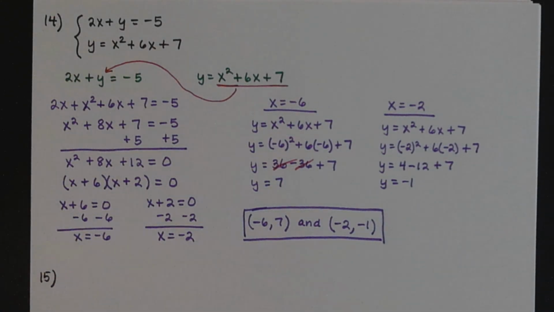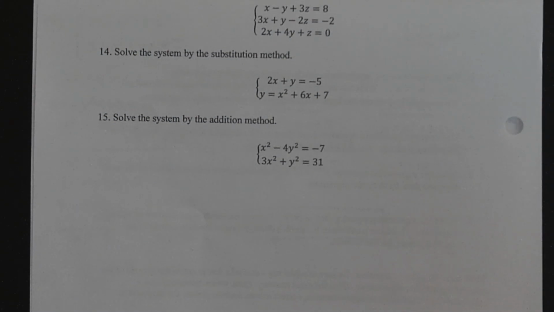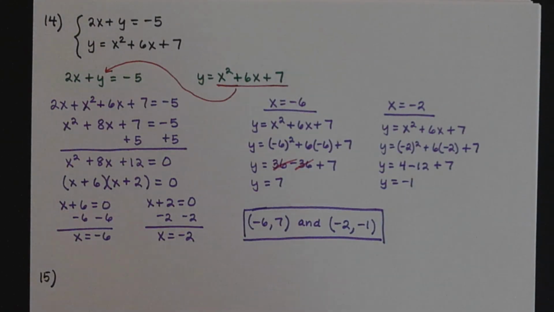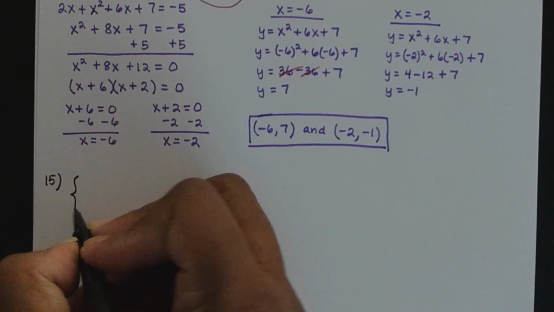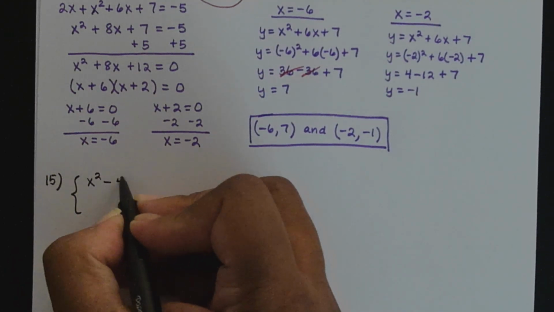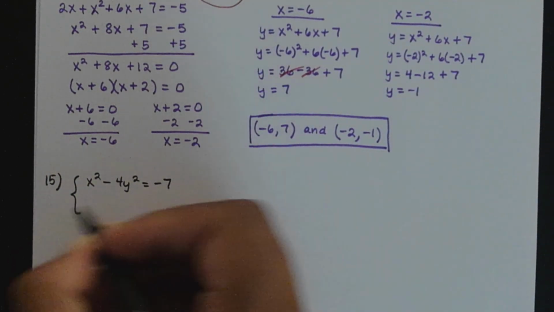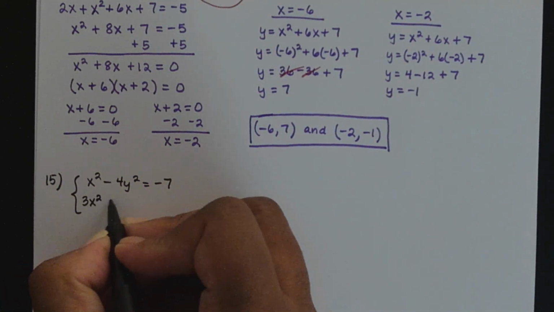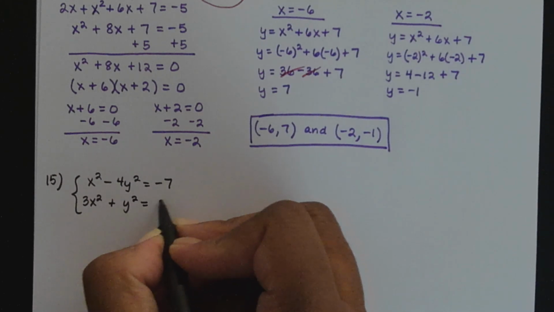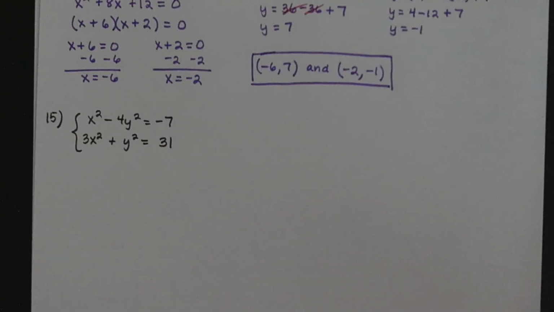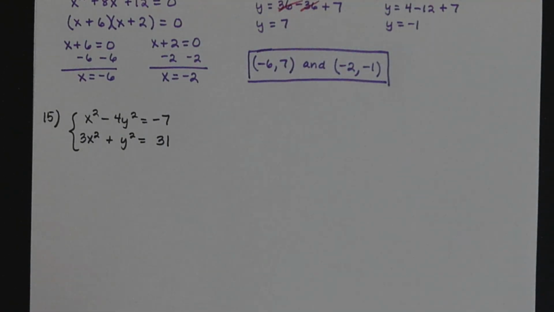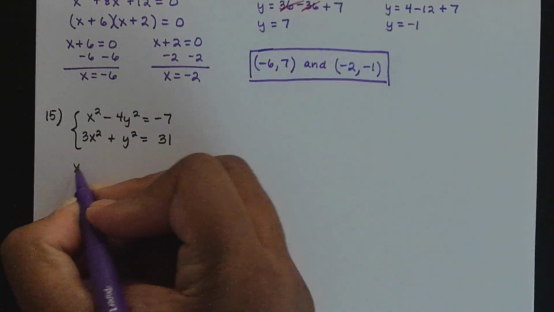And finally, number 15 is solving the system by the addition method. So in this case here, we got x squared minus 4y squared equal negative 7, and then 3x squared plus y squared equals 31. In this case, which variable would you like to eliminate, the x squared or the y squared? Y squared. Let's eliminate that.